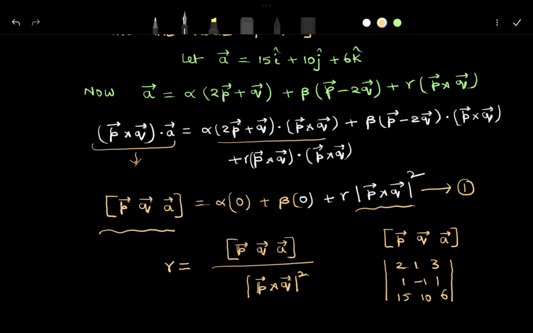Now you expand this determinant. This result will be equal to how much? It is equal to 52 after expansion of this value.